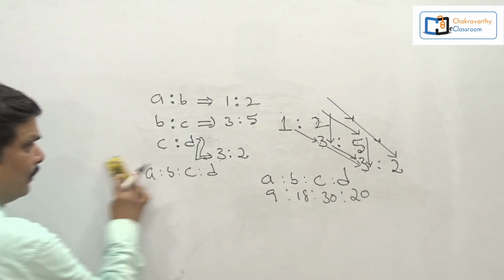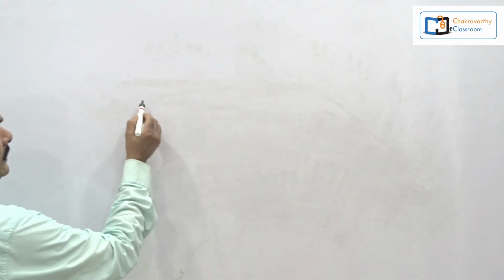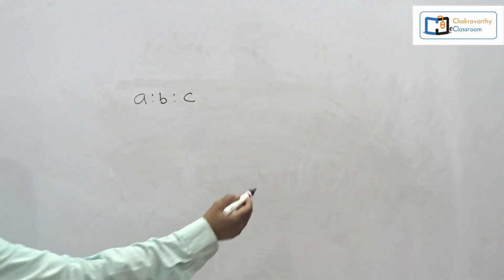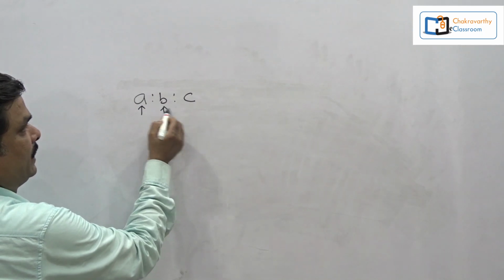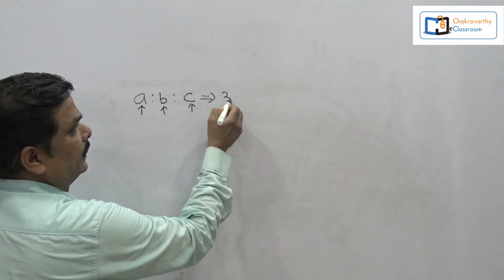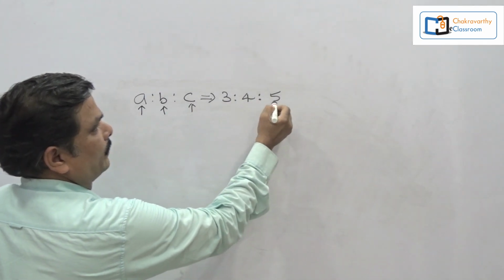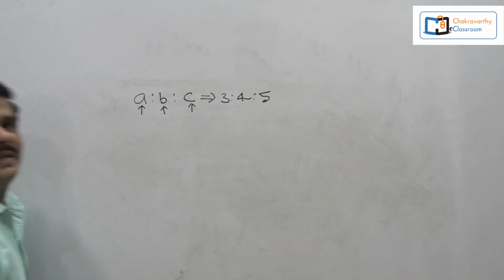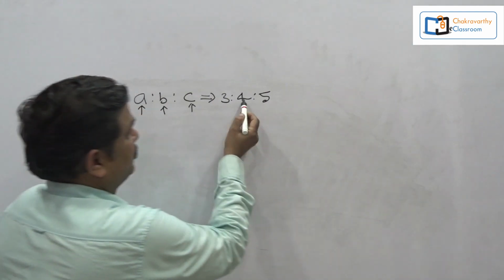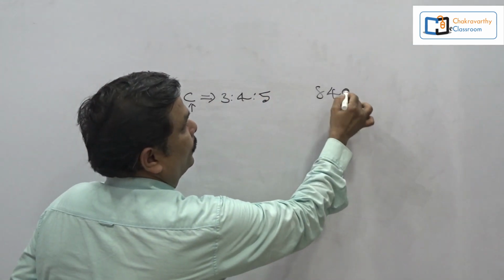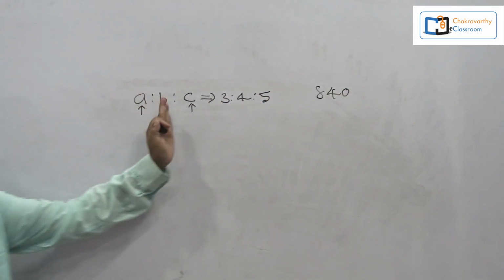Okay, now you see, simple question, you make a note of this. Suppose if they have given in this way, let's take in this way, A is to B is to C. They may give in this way, person A, person B, person C. 3 persons are there. And their income is in the ratio of 3:4:5, for example. If they earn in total 840 rupees, what is the share of A, B and C respectively?